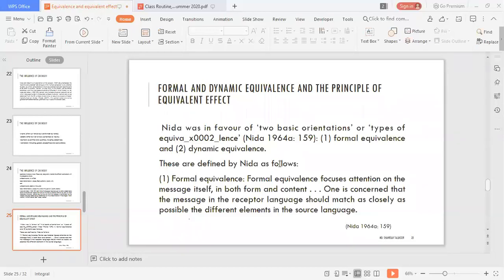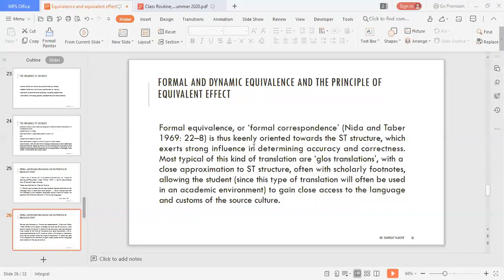So this form and content, those two things, just as they are in the English source text, he will try to make exactly the same in Bangla. This is its formality. Okay, all right. Now the formal equivalence or formal correspondence is thus keenly oriented towards the source text structure. So we'll focus mainly on the source text structure, that means the English structure, which exerts a strong influence in determining accuracy and correctness. That means that the translator will try to be as close to the source text while actually he is translating that thing into the target text.